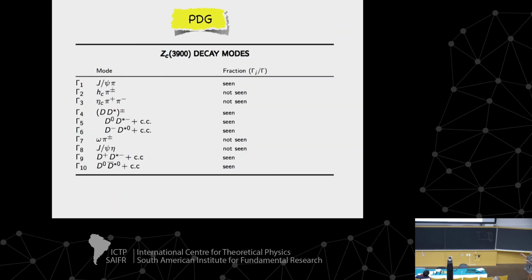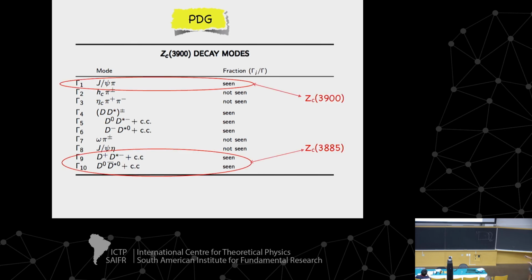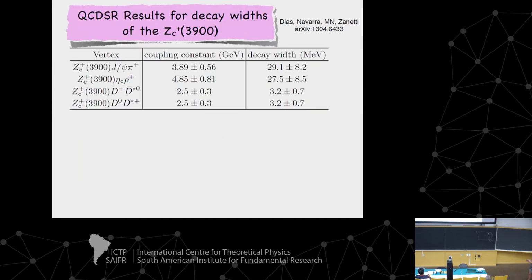If we look at the PDG, at the beginning they were two different states, but if you look at the PDG now, they also put these two states as the same one. So this was called the 3900, and this is 3885. When they were discovered, they were supposed to be two different states, but now the PDG classifies them as the same state.